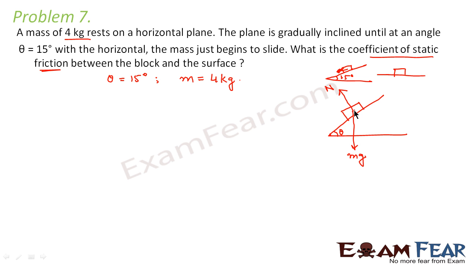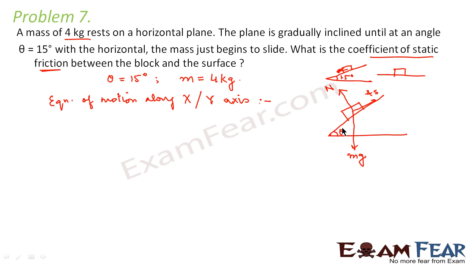So this will be the direction of static friction, that is Fs. Now let us find the components of mg. Now what we have to do? We will write the equation of motion along x as well as y axis one by one, right? Let us first try to find the components of mg.